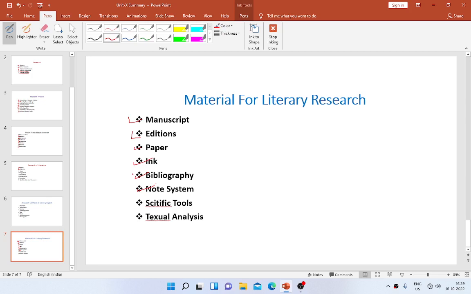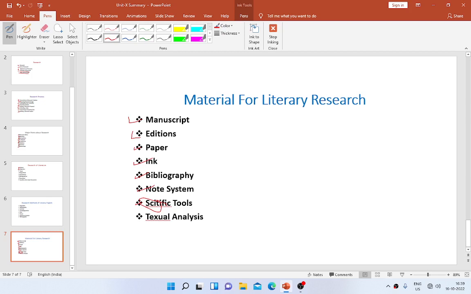After that, scientific tools are there, such as tape recorder, television, and VCR. Through these in the recent era, we find YouTube, Google, Yahoo search. There are different kinds of search engines. Internet is there. So with the help of those scientific tools, we can also collect the data.